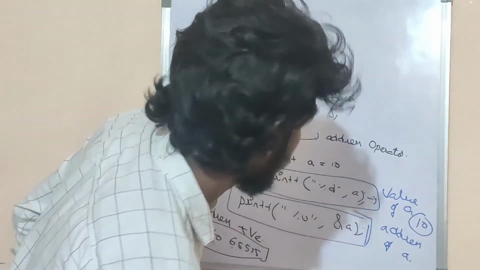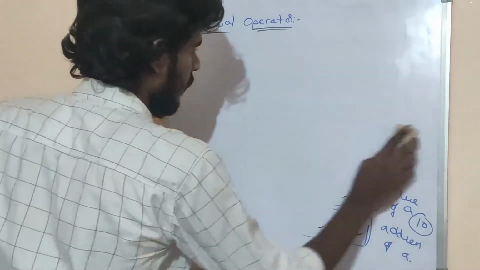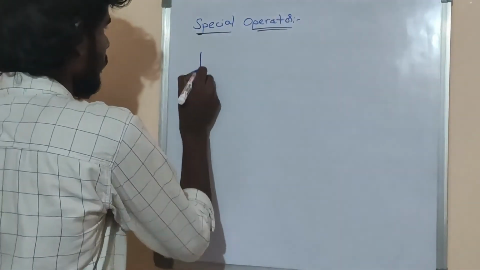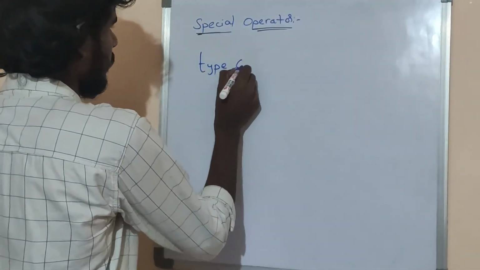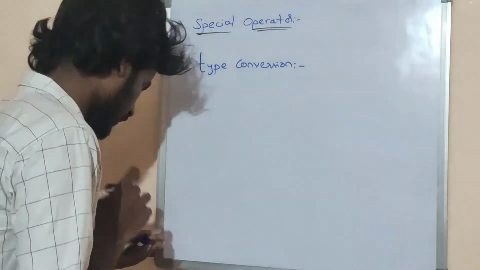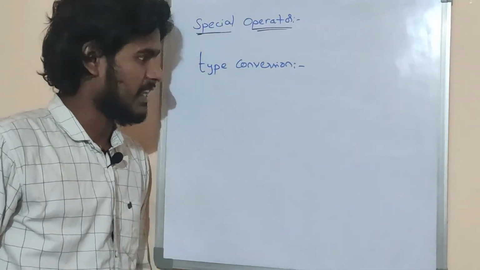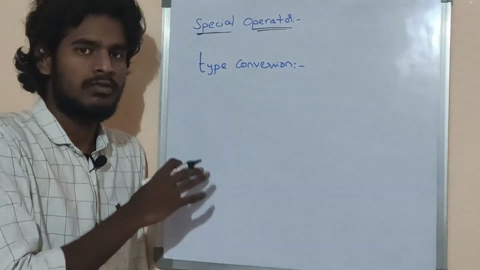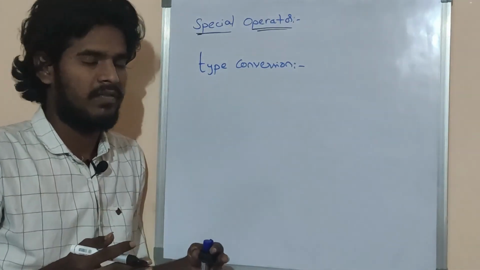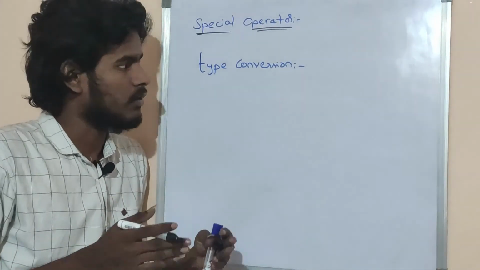Okay, what is the last one? Type conversion. What is the use of type conversion? Okay, listen carefully, friends. It is used to convert one type of values into another type.